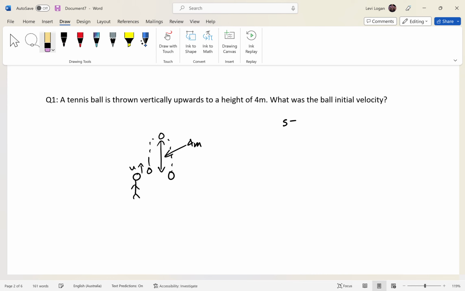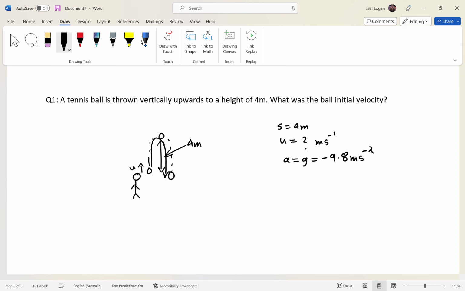If you want to have a go at this question, feel free to pause the video. Alright, so straight off the back, we've been given s. s is 4 meters. We want to find what u is, so we don't know what that is. Now, if you throw an object upwards, it has to come back down, doesn't it? So we know what acceleration is. It's gravity. So acceleration is g, which is equal to negative 9.8 meters per second per second.